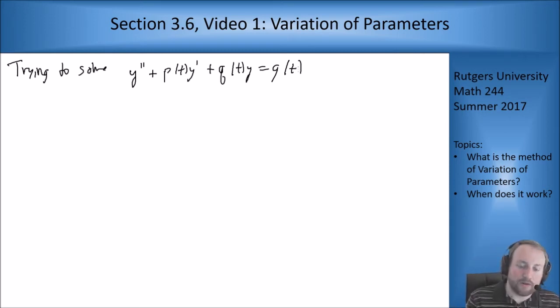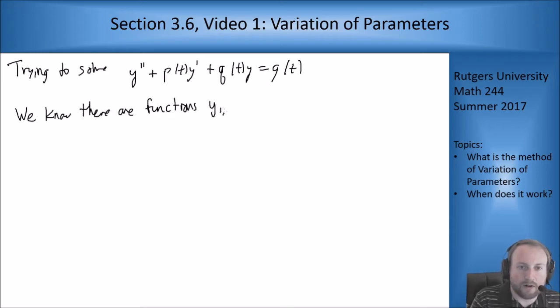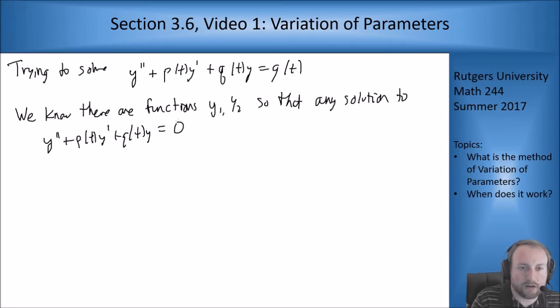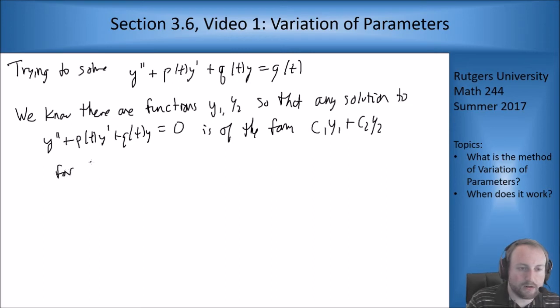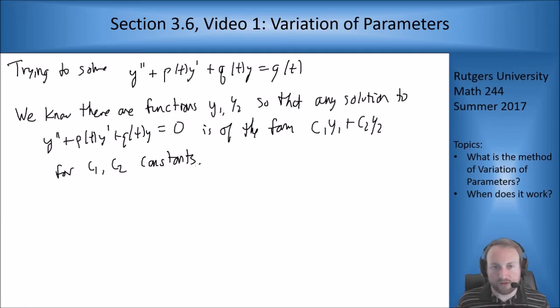What do we already know about this type of problem? Well, we know there are functions y1 and y2 so that any solution to y double prime plus p of t y prime plus q of t y equals 0 is of the form c1 y1 plus c2 y2, for c1 and c2 constants. This was our theory from section 3.2, where we talked about what the forms of solutions to homogeneous equations look like.